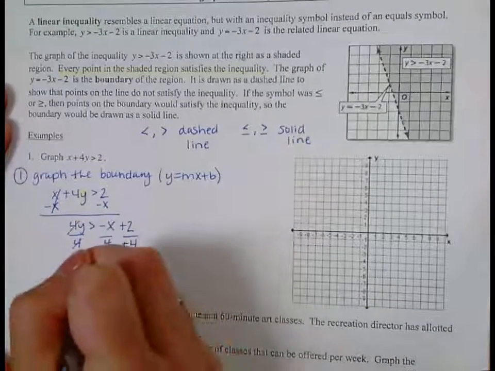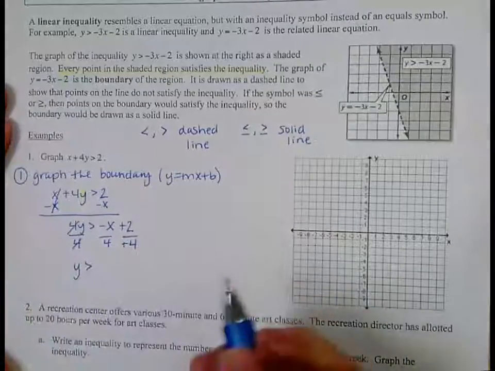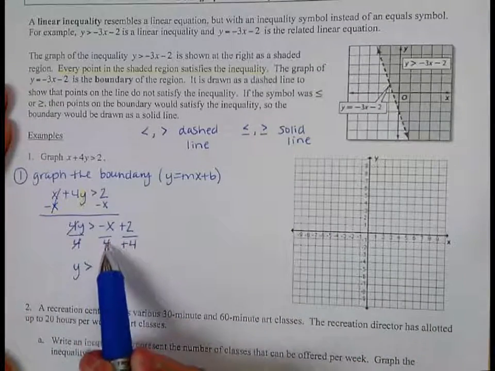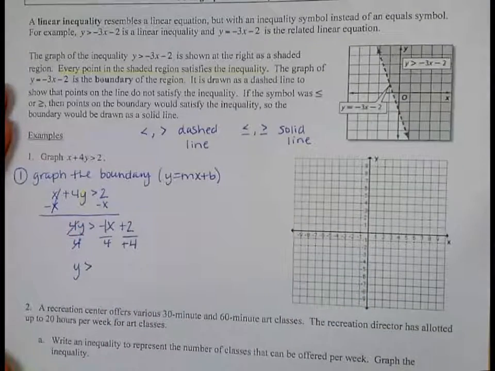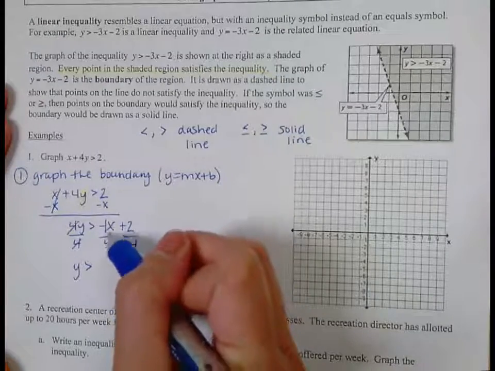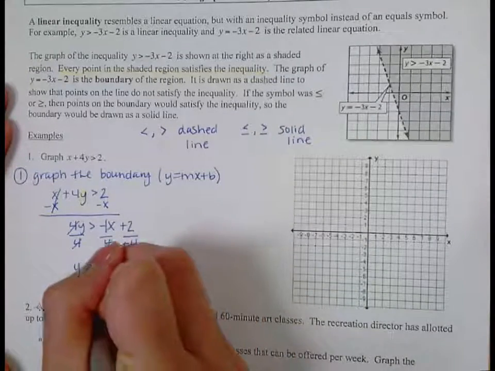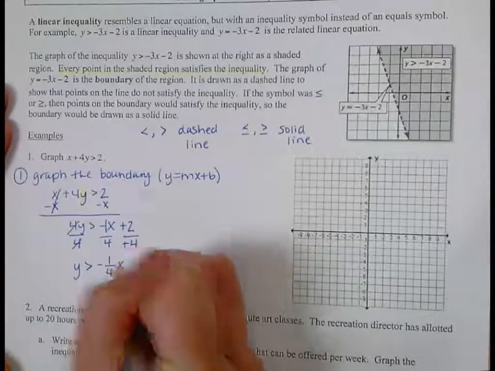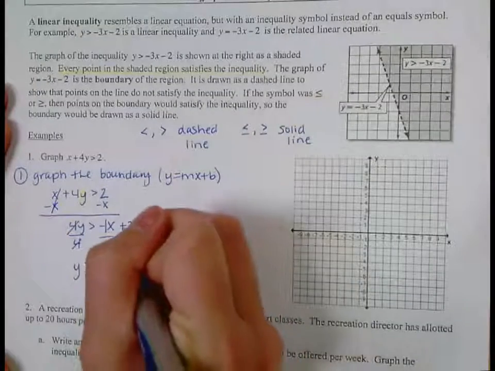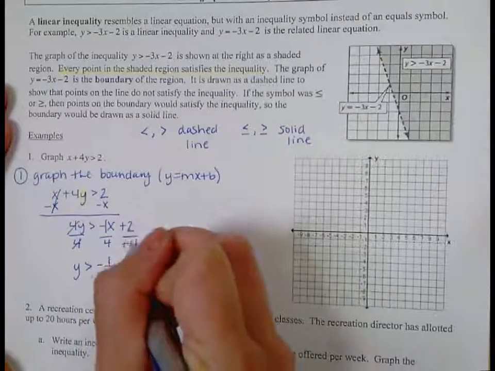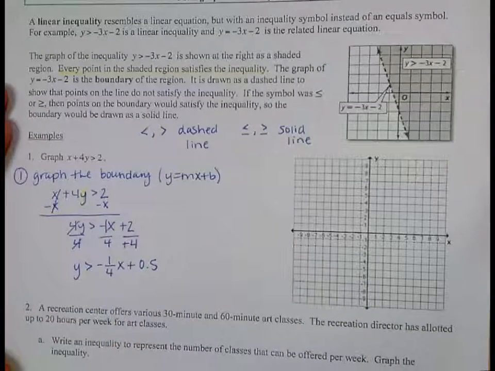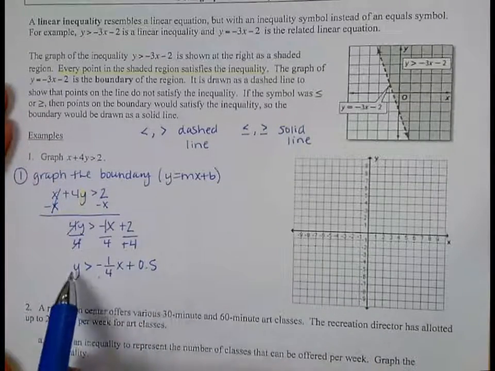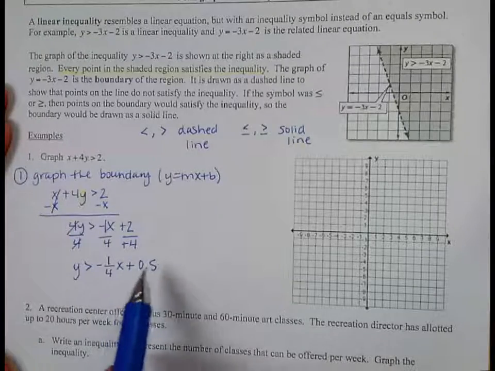So there the 4's cancel, y is greater than. Now here, negative x divided by 4, there is a 1 in front of that x, so it's negative 1x over 4. Make sure you're not writing this as negative 4x. It would be negative 1/4 x. And then plus 2 divided by 4 is 1/2. You can either write 1/2 or 0.5. So that is our inequality in slope-intercept form.